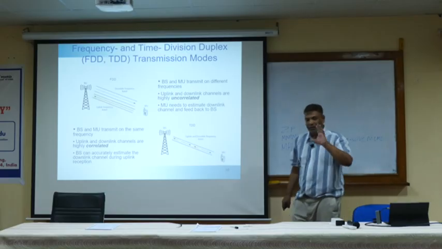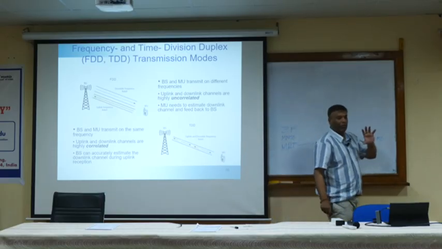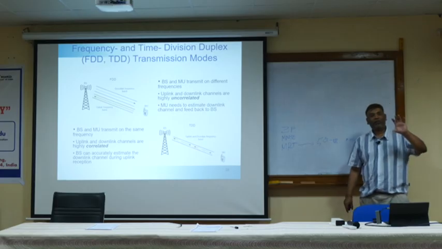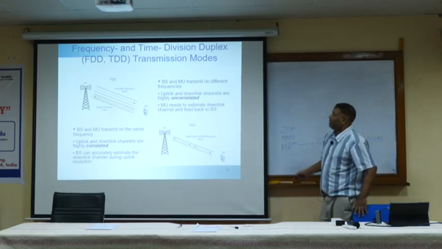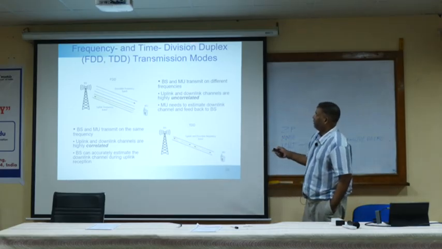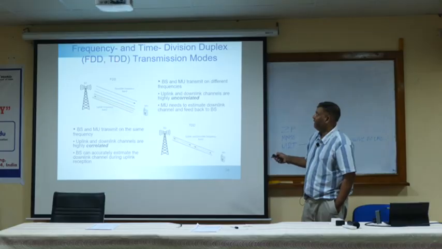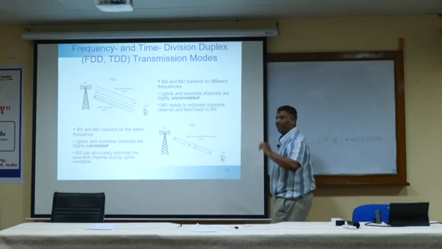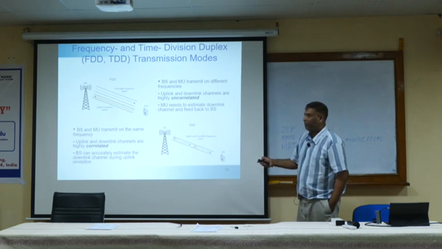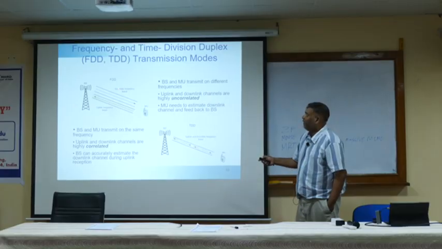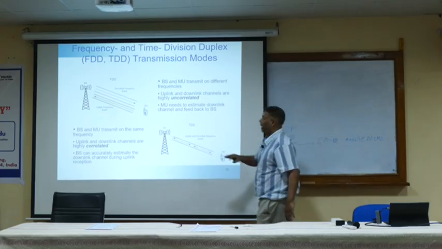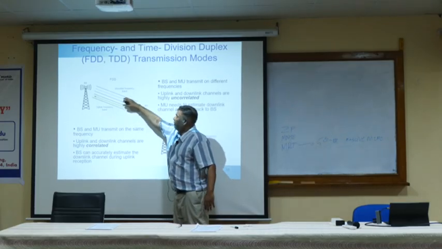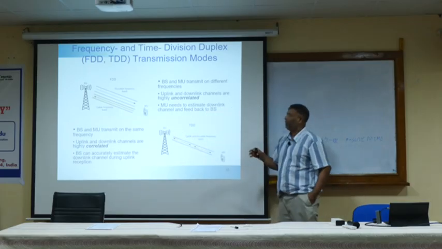Okay, so yesterday I mentioned there are two modes of operation. One is called frequency division duplexing. The other one is called time division duplexing. Okay, so frequency and time division duplexing are called FDD and TDD transmission modes. Okay, so what does FDD mean? Okay, so here's the base station. Here's the downlink user here. FDD means uplink and downlink are using different frequencies. Okay, uplink uses a different frequency, downlink uses a different frequency. So this is called FDD.